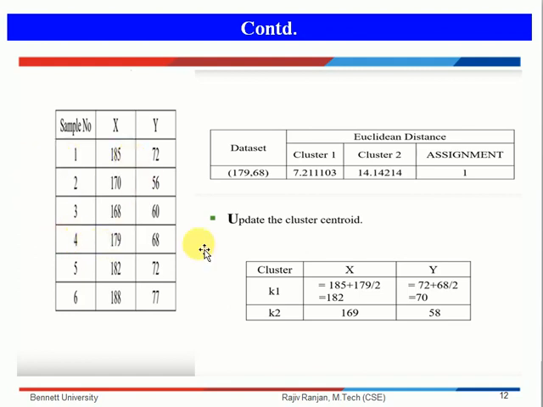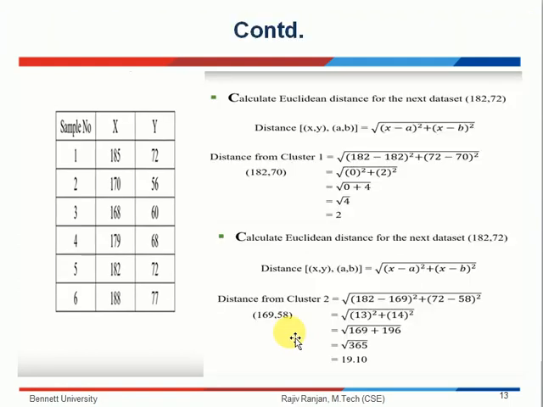So 179 plus 185 upon 2 is 182, and 72 plus 68 upon 2 is 70, right? And the updated centroid value for cluster 2 is 169, 58. It will remain as it is. So now remember these 4 values, because the further computation will be based on these 4 updated centroid values as per cluster number 1 and cluster number 2 respectively. Fine. So let's move on.